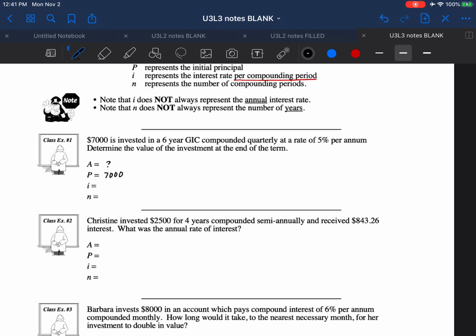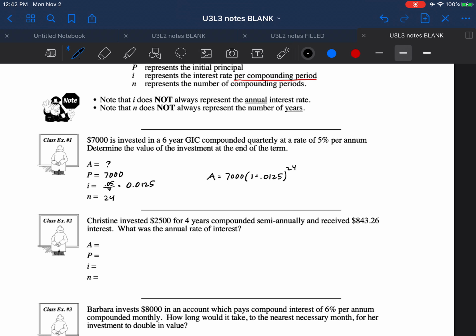Our interest rate per compounding period is 5% per year, but divided by 4, because that's a quarterly rate, so that becomes 0.0125. So it's getting 1.25% per quarter. And N, the number of quarters in 6 years, is 24. So the final amount is equal to 7,000 times 1 plus 0.0125 raised to the 24.